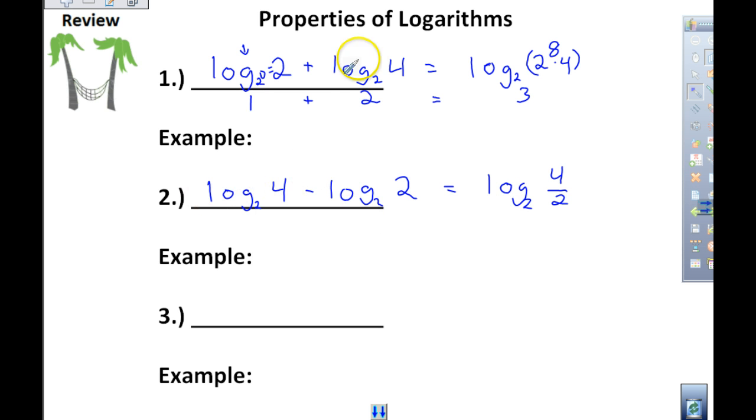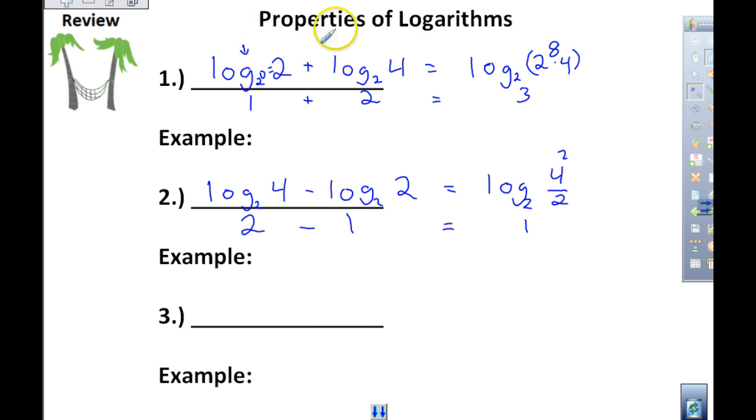So once again, from above, we know the log of 4 base 2 is 2. The log of 2 base 2 is 1. The log of 4 over 2, which is 2, base 2 is again 1. So 2 minus 1 equals 1. It works out. So subtracting the logs is the same as dividing. Subtracting logs, same as dividing.